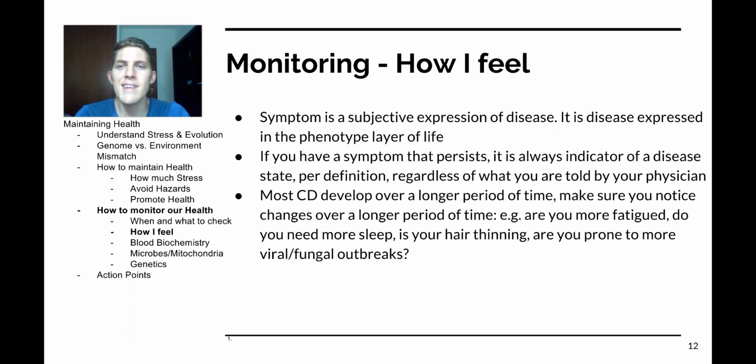A very important point here is that chronic diseases often develop slowly over a longer time period. So you should always pay attention to how your health develops over time, even longer periods. If you start noticing, for example, that you feel more fatigued, that you need more sleep, that your hair is thinning, that you're having more frequent viral or fungal outbreaks, these are all signs of a compromised immune system, a tired immune system that is using up a lot of your energy. This means it's possible that you're developing a chronic disease.